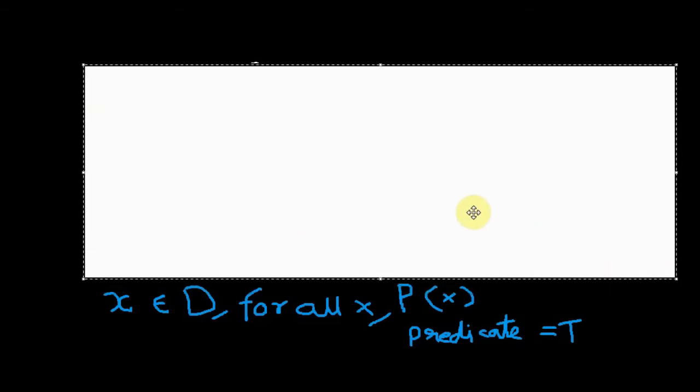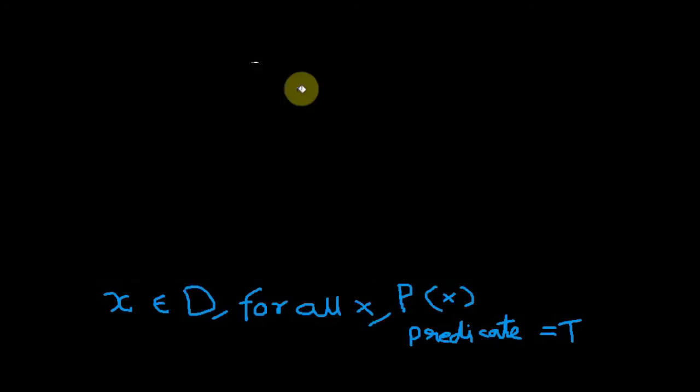So I will write the same statement in a different way, a much simpler way, which we can use for computation. So let's say x belongs to a domain D. This is for sure because x always comes from a domain.